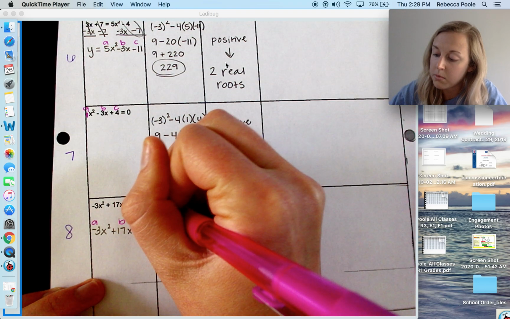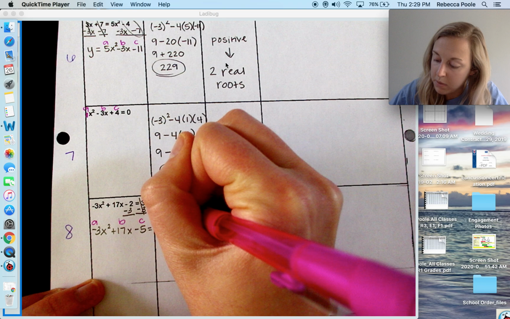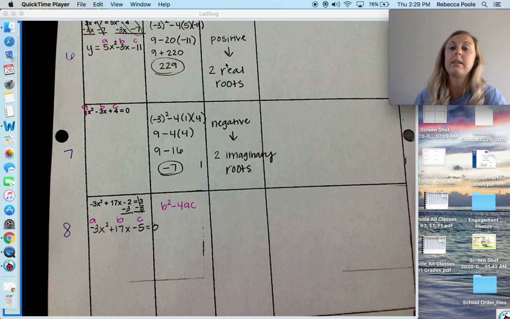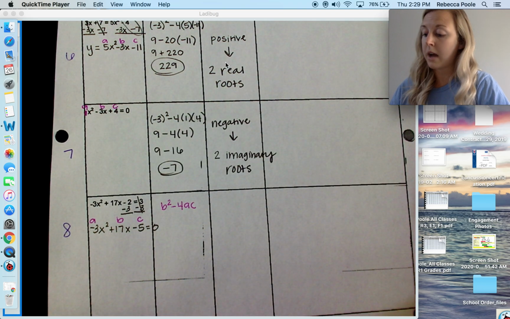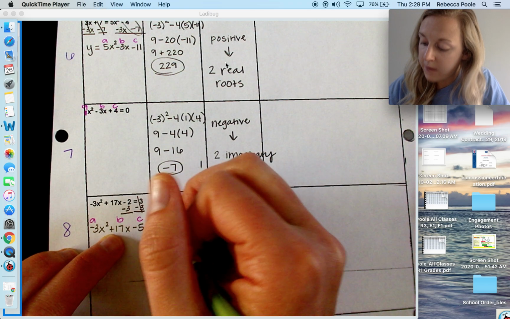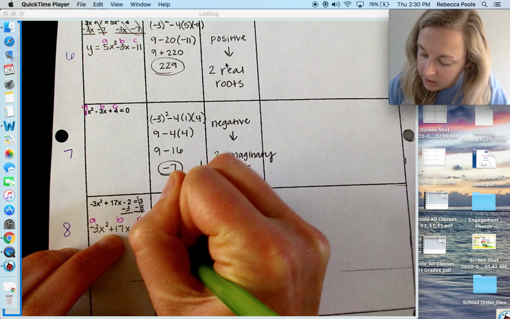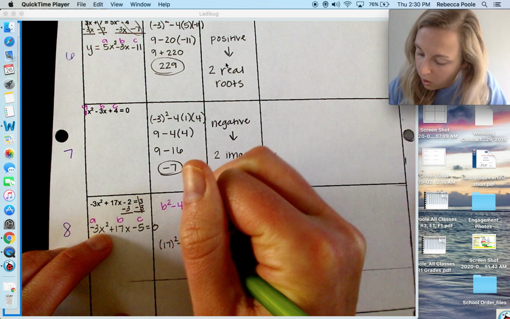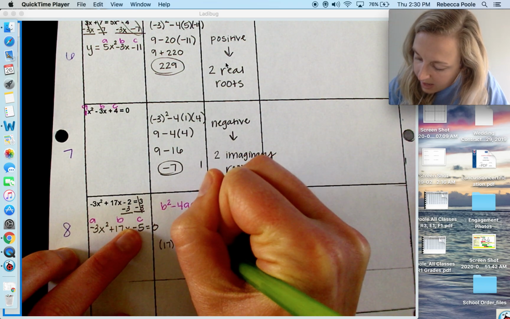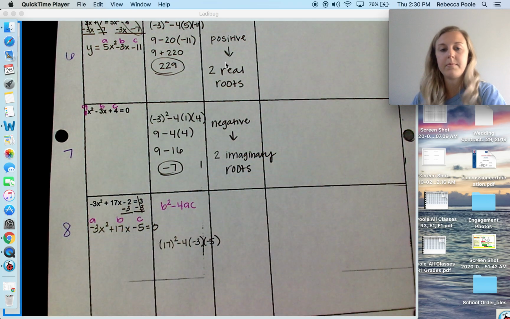So now I'm going to substitute that into the discriminant formula, and you do just have to memorize this. You have to know it. So b squared minus 4ac. My b value is 17, so this is going to be 17 squared minus 4. My a is negative 3, and my c is negative 5.